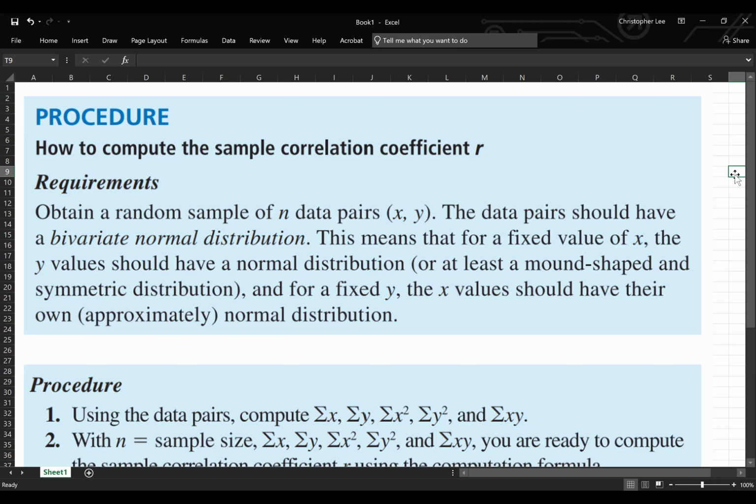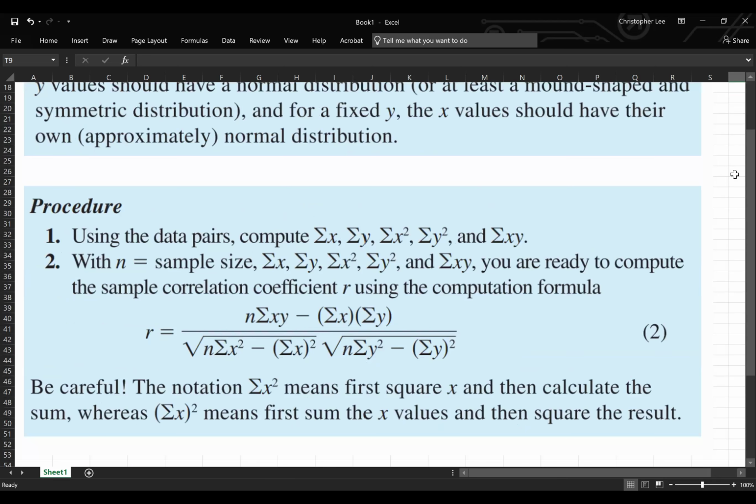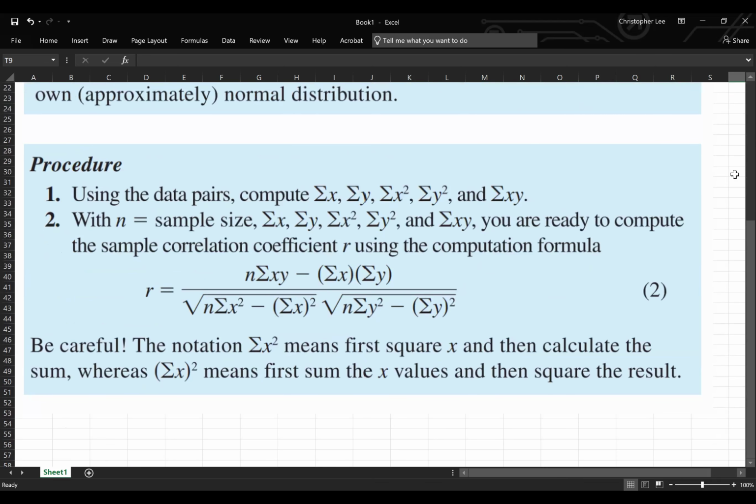This means that for a fixed value of X, the Y values should have a normal distribution, or at least a mound-shaped and symmetric distribution. And for a fixed Y, the X values should have their own approximately normal distribution. So the procedure, using the data pairs: you want to compute the sum of X, the sum of Y, the sum of X squared, the sum of Y squared, and the sum of X times Y.